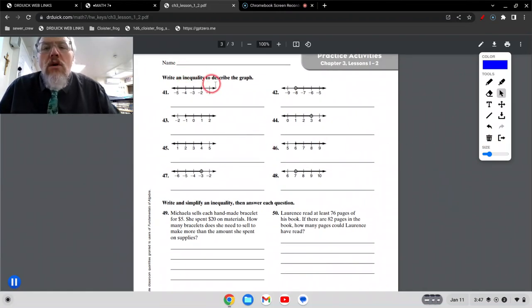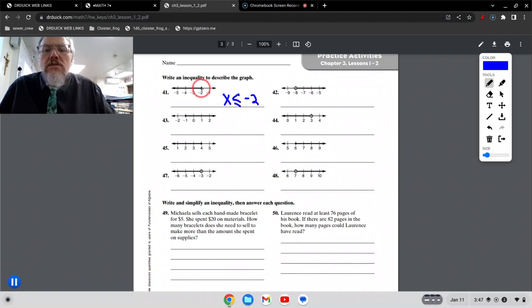Write out an inequality describing these. Once again, I'm just doing the odds with you. So this one would be X. That's too big. Let's move back a little bit here. All right. I can say X is less than or equal to -2. Why? Well, it's a solid circle, and then it's pointing back. So we can say it's less than or equal to -2.